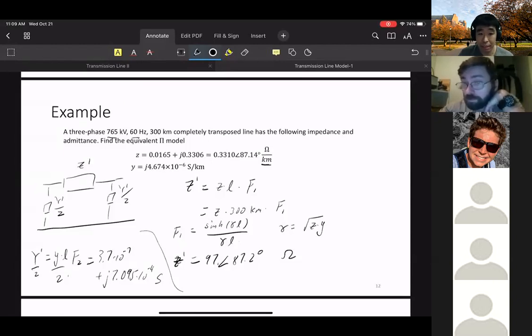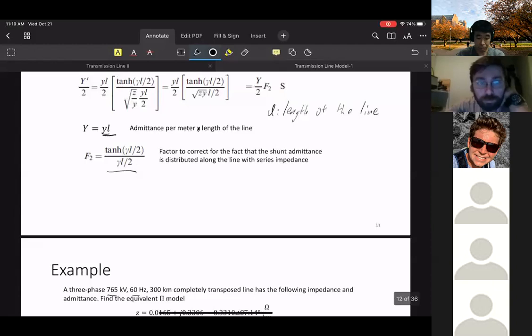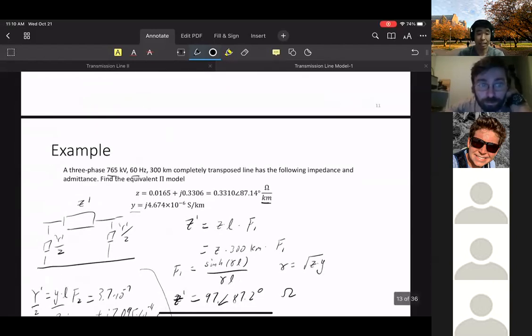Although one thing to remember is even if small y is purely imaginary, the equivalent pi model's capital Y prime may have some real part associated with it. This is because the correction factors F1, F2 involve hyperbolic trig functions with complex arguments, so they may return both imaginary and real parts. That's just something to be careful about. Other than that, all the calculation is fairly straightforward. Any questions associated with this?